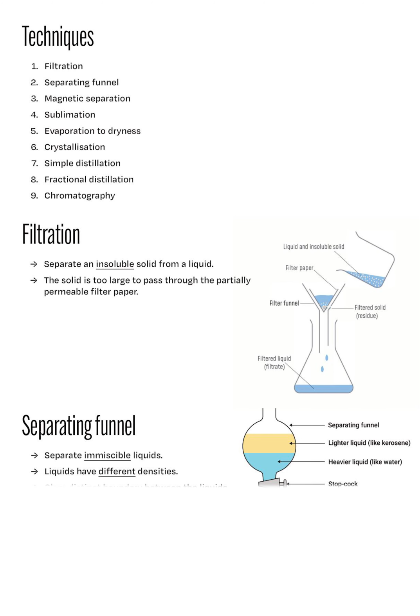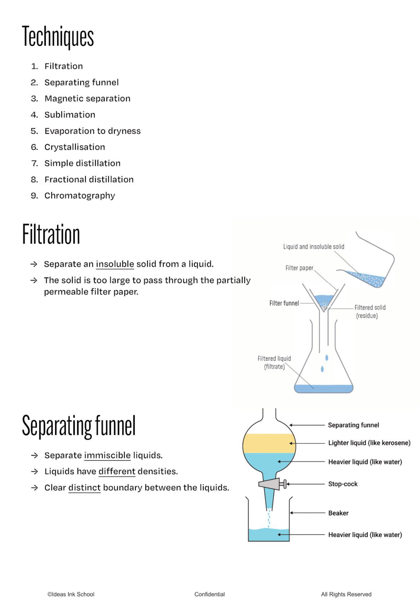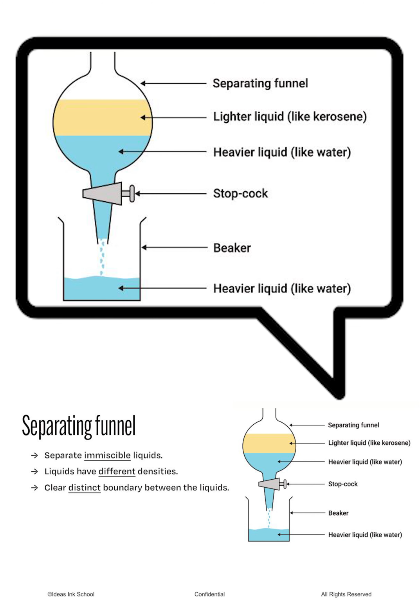The next separation technique uses a separating funnel. This method is used to separate immiscible liquids. Immiscible liquids are substances that cannot dissolve and mix with each other. For instance, water and oil are immiscible liquids. Other factors to consider when using this method are whether the liquids have different densities and whether there is a clear distinct boundary between them.